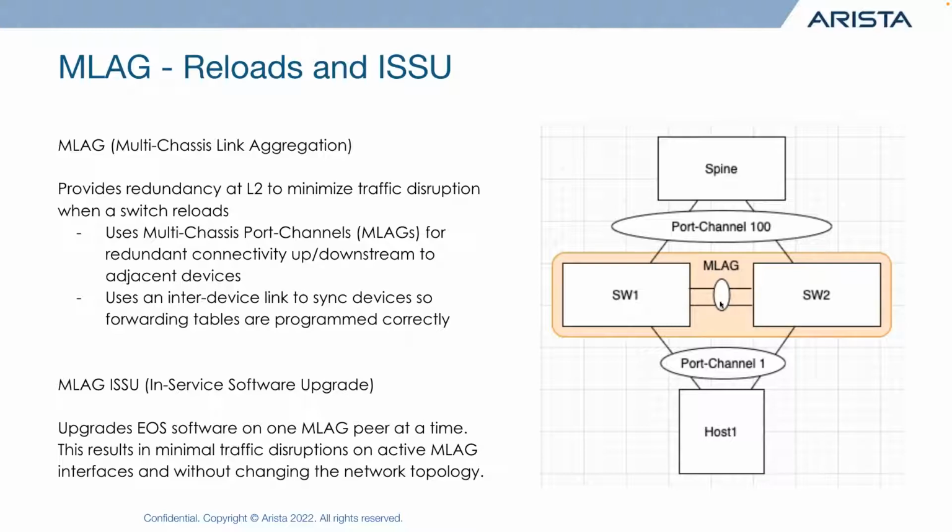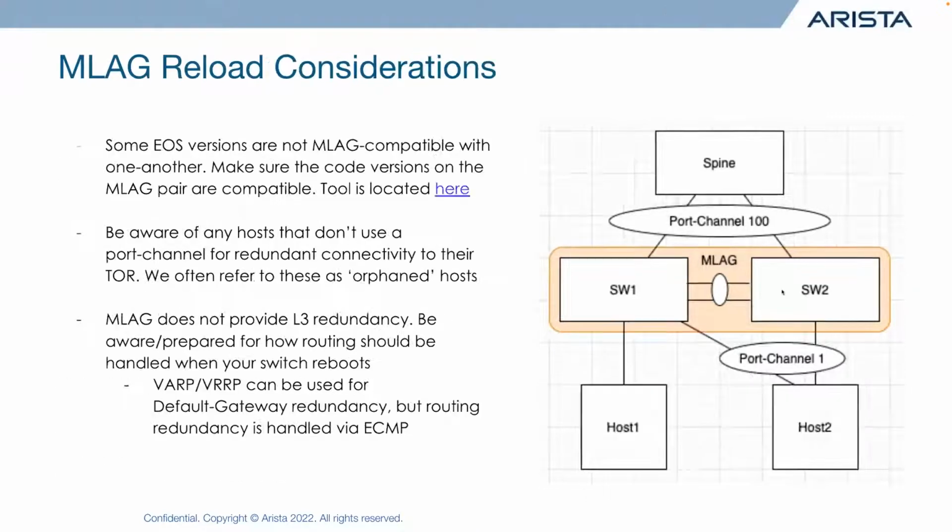But these also belong to a lag, and we use this to stream data back and forth between switch 1 and switch 2, so that if switch 1 learns a MAC address on port channel 1, it can tell switch 2 about that MAC address. And so switch 2 knows how to reach that host without ever having to actually receive a packet on its local interface. There are some considerations, however.